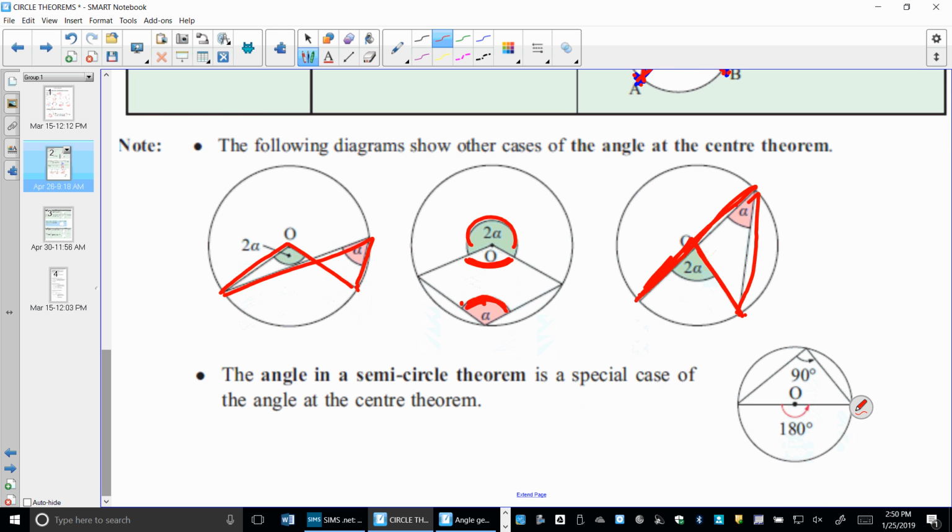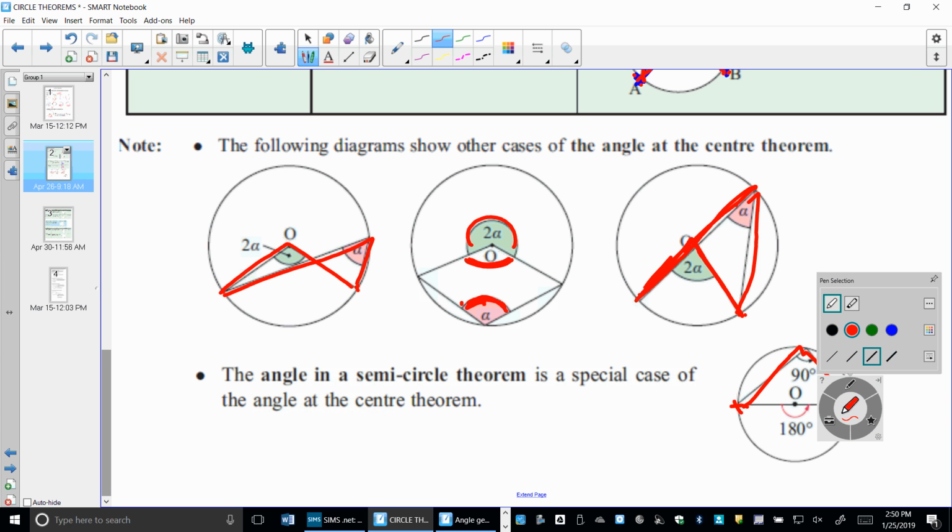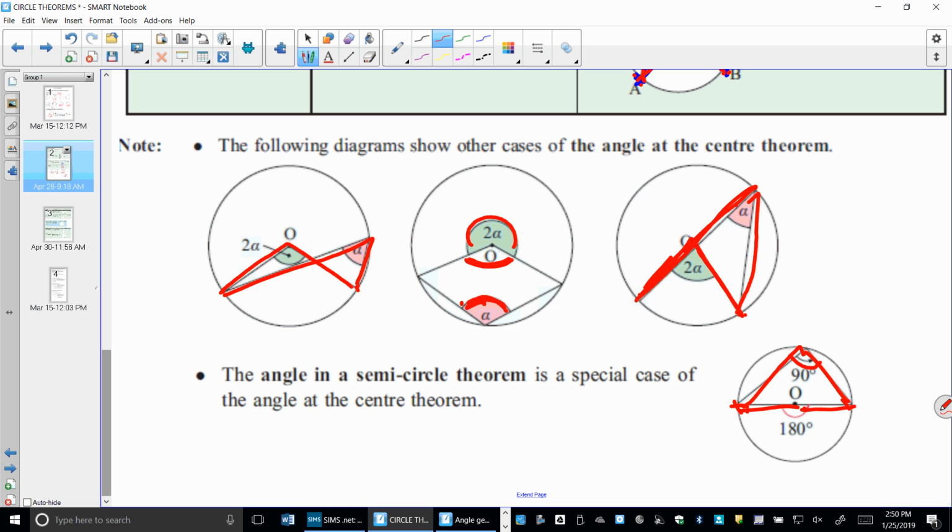As it says here, the angle in a semicircle is a special case of the angle at the center because we're starting at these two points here, we're going to the outside edge, and then literally we're going to the center. So that's why this one's 90, this one's 180.